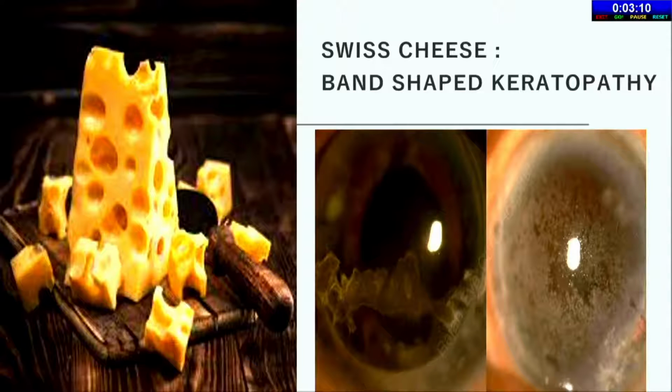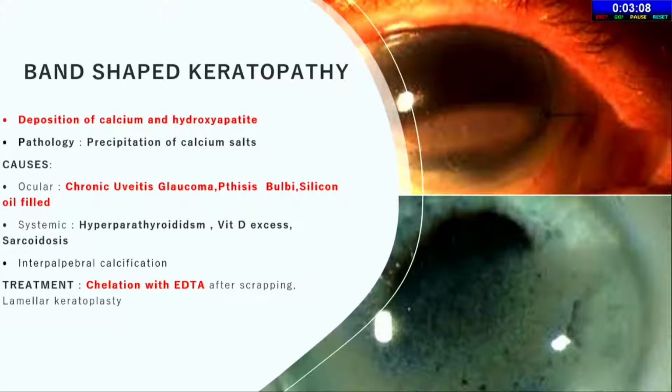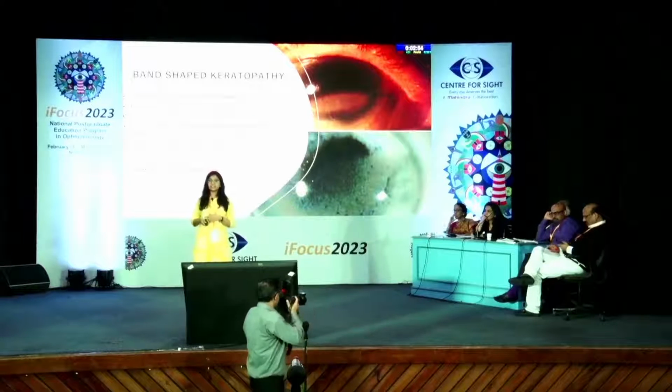The bakery next door has a really good Swiss cheese. Want to try it? She says, and this is band-shaped keratopathy, which is a deposition of calcium hydroxyapatite in the Bowman's layer and the anterior stromal layers. This occurs due to chronic uveitis, glaucoma, phthisis bulbi, and a silicone-filled globe. These patients are treated with scraping off the epithelium and chelating with EDTA.